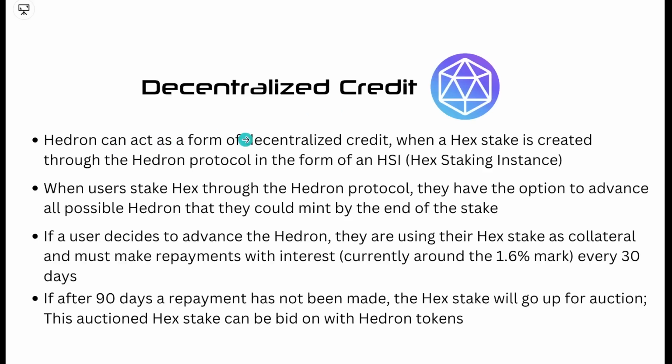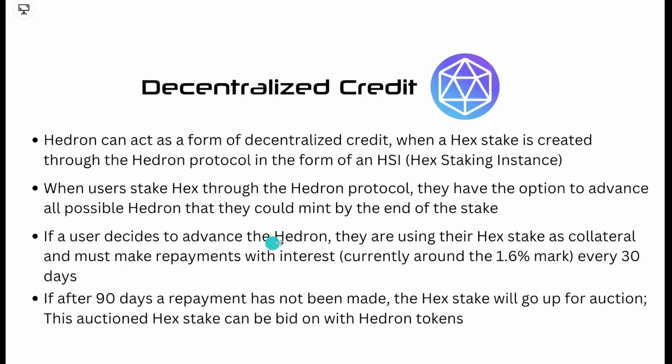When users stake hex through the HEDRON protocol or HEDRON.pro, or I should say app.icosa.pro, there will be a link in the description to access both of those. They have the option to advance all possible HEDRON that they could mint by the end of the stake. So let's say you have a Tshare stake we were just talking about, a max length Tshare stake for 5,555 days, and you had 1 Tshare, you'd get 5.555 million HEDRON out of that.